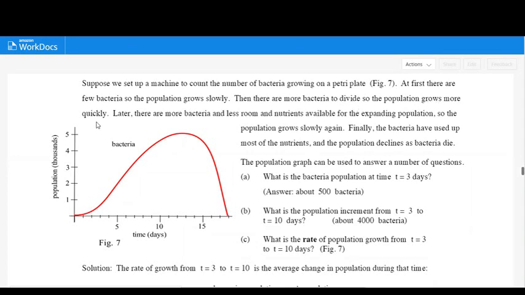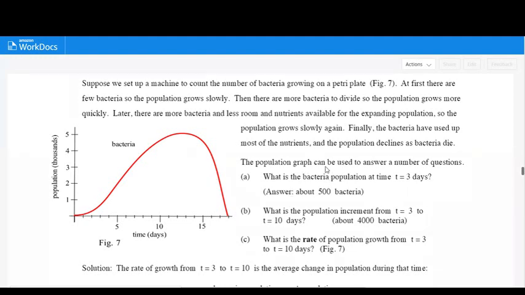quickly. Kasi nga yung pag-grow nito is exponential. Later, there are more bacteria and less room and nutrients available. Kasi masyado na silang marami for the expanding population. So, the population grows slowly again. Yan. So, nag-start siya dito slow and then marami na masyado and then it became, balik naman siya slower. Okay, yan. Finally, the bacteria have used up most of the nutrients and the population declines as bacteria die. So, kaya ganito yung kanyang graph.